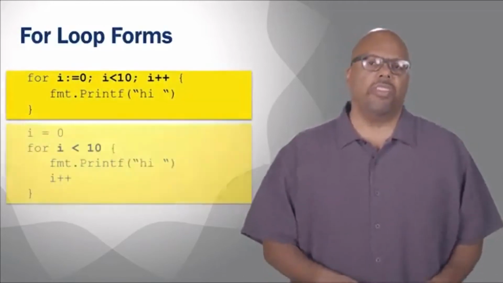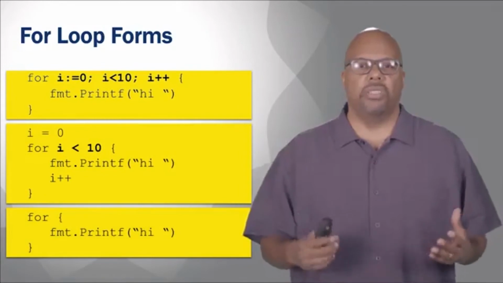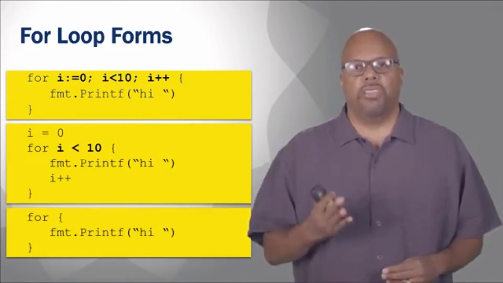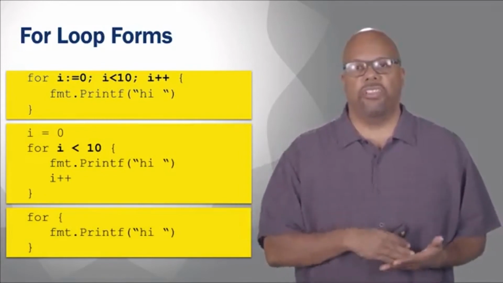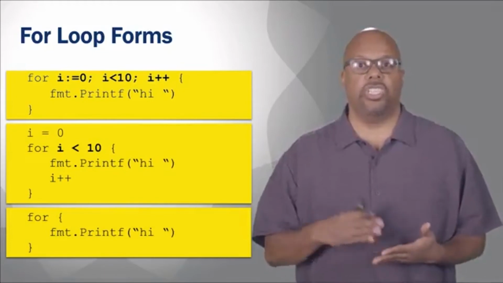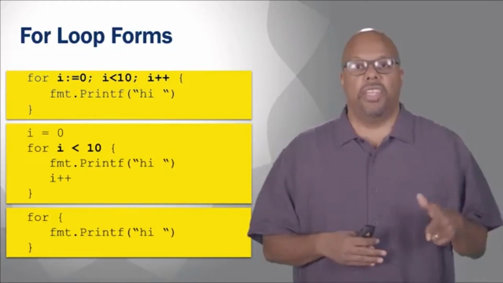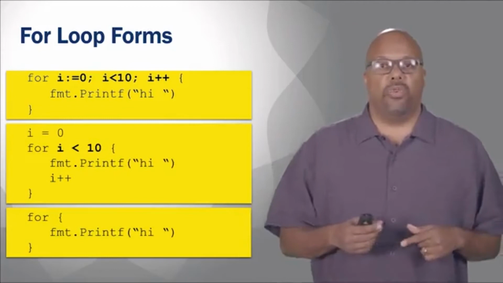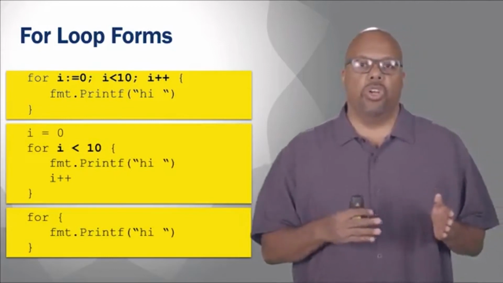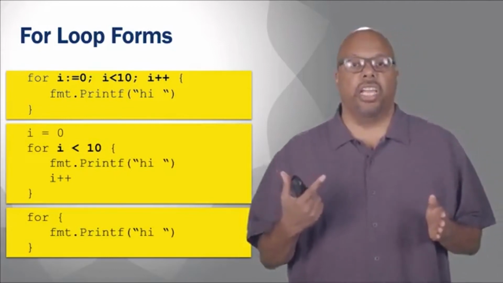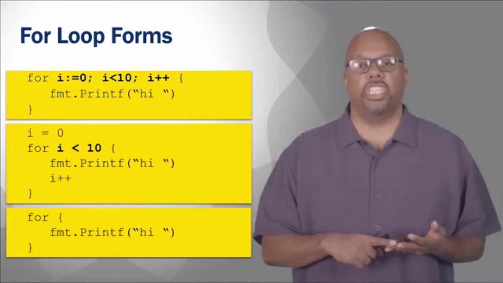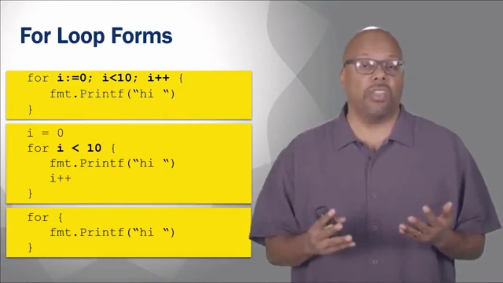So here are some forms of for loops. These are basically the three most common forms of a for loop. The top one is what we've already seen, right? You've got the initialization, the condition, and the update. The next one, if you look at the for keyword, there's only the condition check after it, right? No initialization, no update. You don't have to have those.